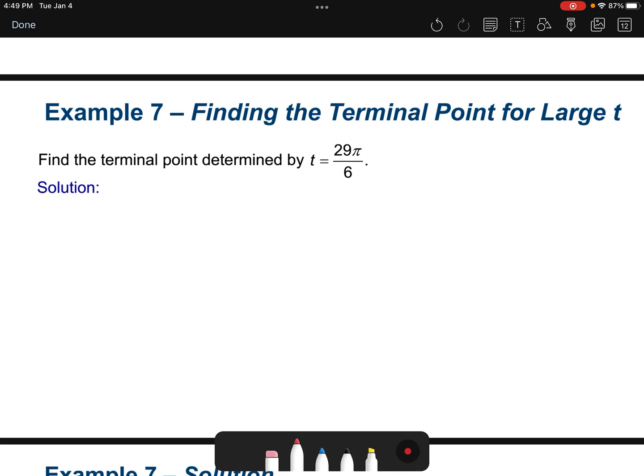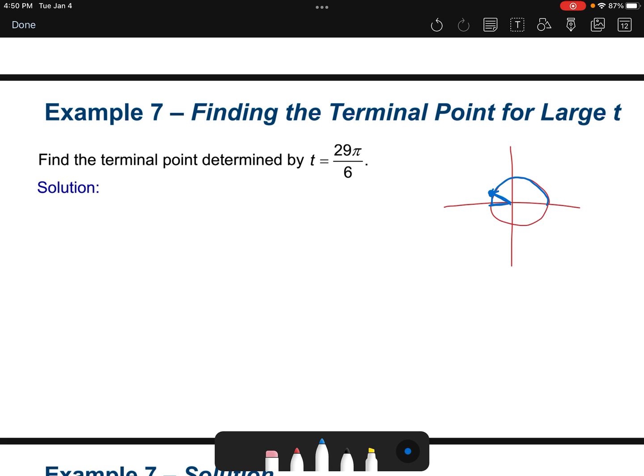Well, first of all, the first thing I'm going to do is, how many sixths are in 29? Right? How many sixths are in 29? Well, it takes 12 to get around once, correct? Because 2 pi is one time around. So that's 12 sixths. If I go around again, it's 24. How many do I have left? 5 pi over 6, right? So this is my reference point for 29 pi over 6.